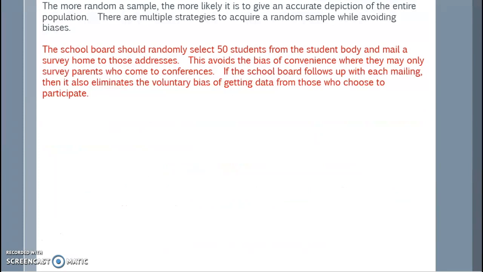The school board should randomly select 50 students from the student body and mail a survey home to those addresses. This avoids the bias of convenience, where they may only survey parents who come to conferences. Further, if the school board follows up with each mailing, then it also eliminates the voluntary bias of getting data from those who choose to participate.